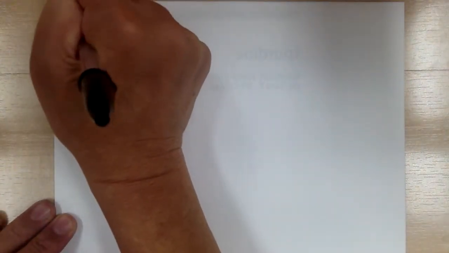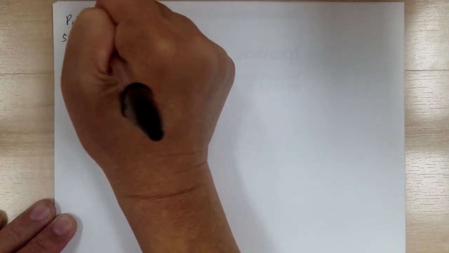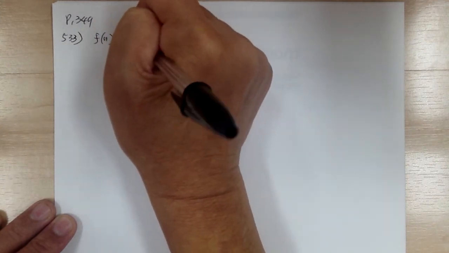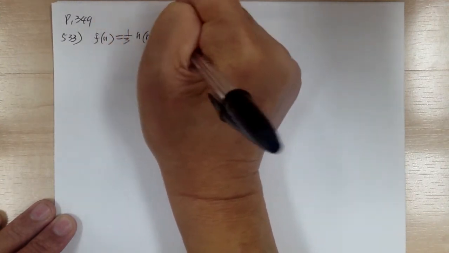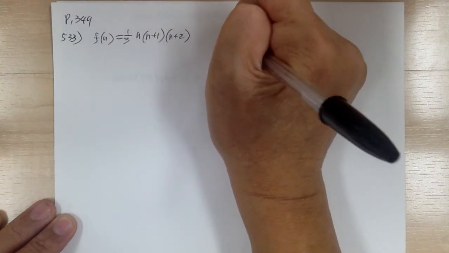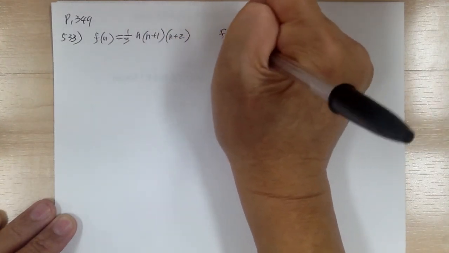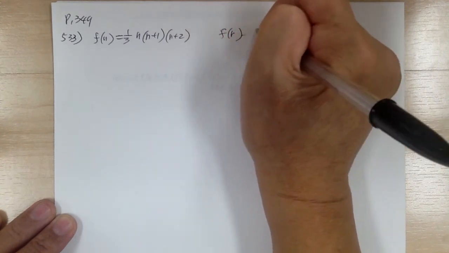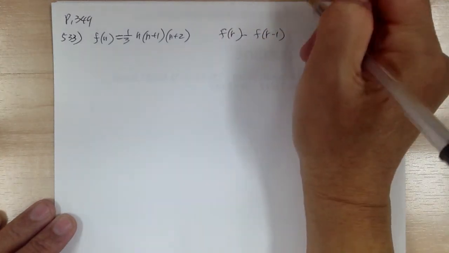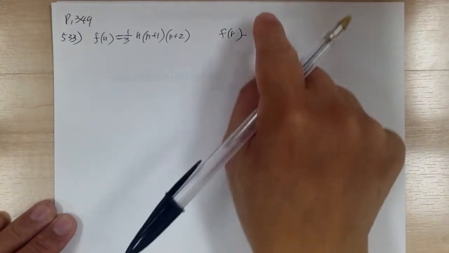Let's go to page 349 and start with number 533. This deals with functions. If f of n equals 1/3 n times (n plus 1)(n plus 2), you're looking for f of r minus f of r minus 1, and you want to simplify. So first we have to find each one of these.